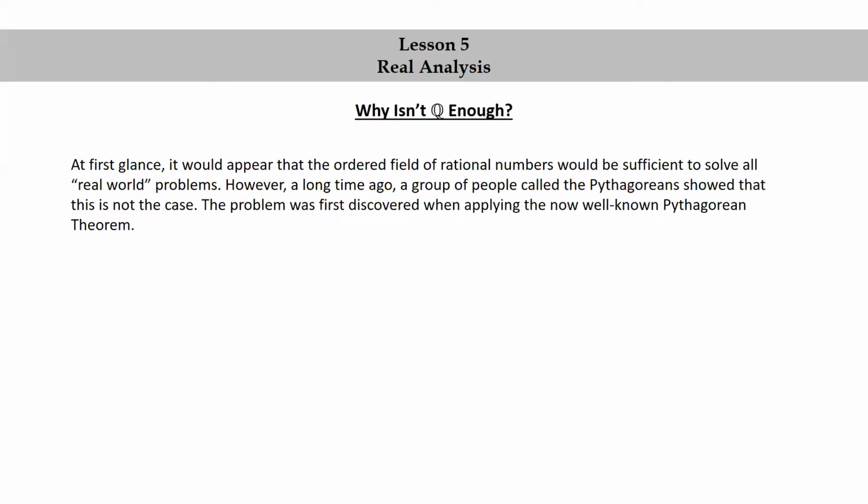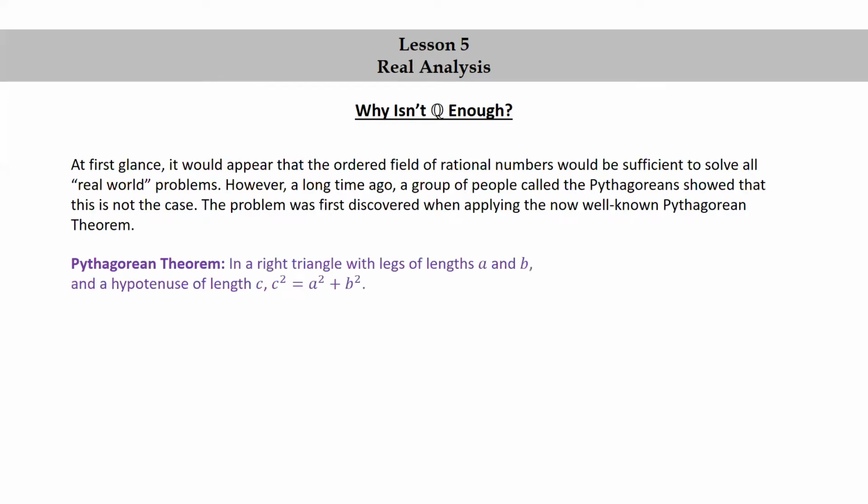The problem was first discovered when applying the now well-known Pythagorean theorem. The Pythagorean theorem says, in a right triangle with legs of lengths a and b and a hypotenuse of length c, c squared is equal to a squared plus b squared.